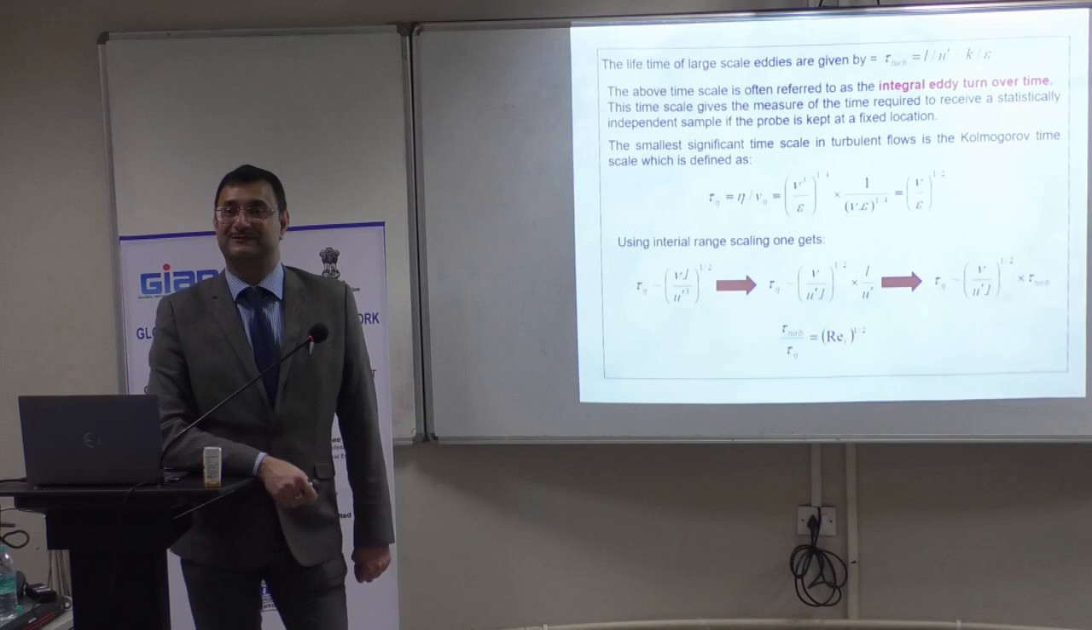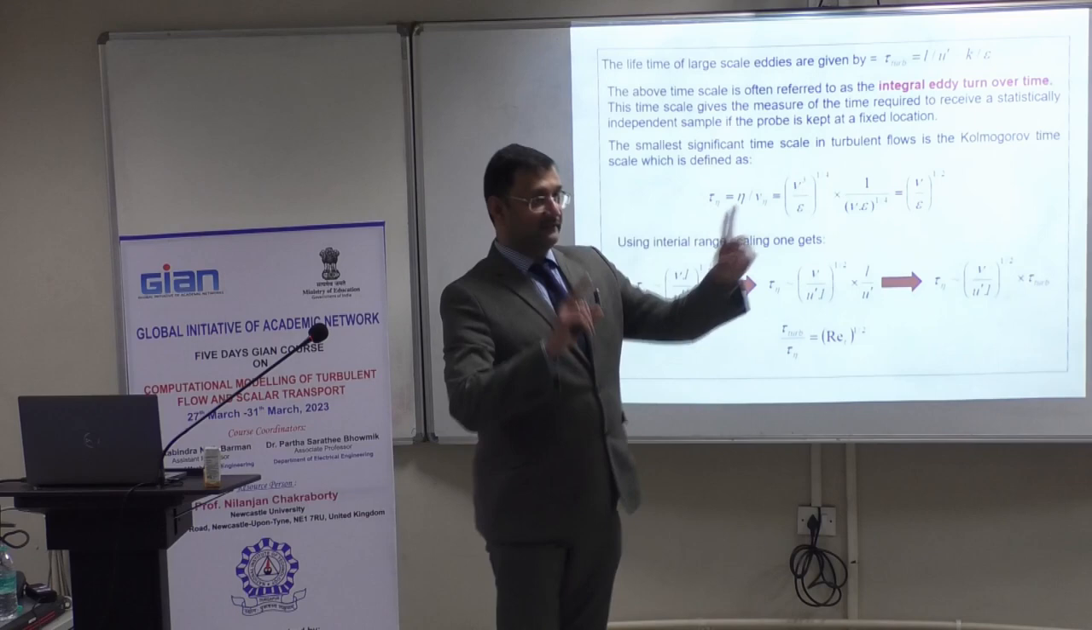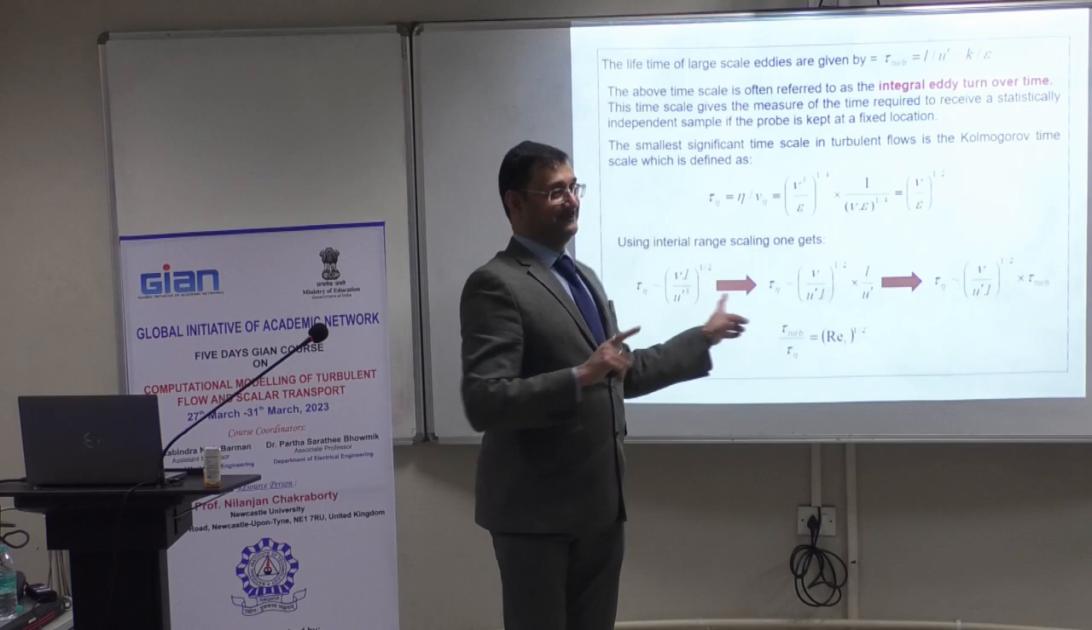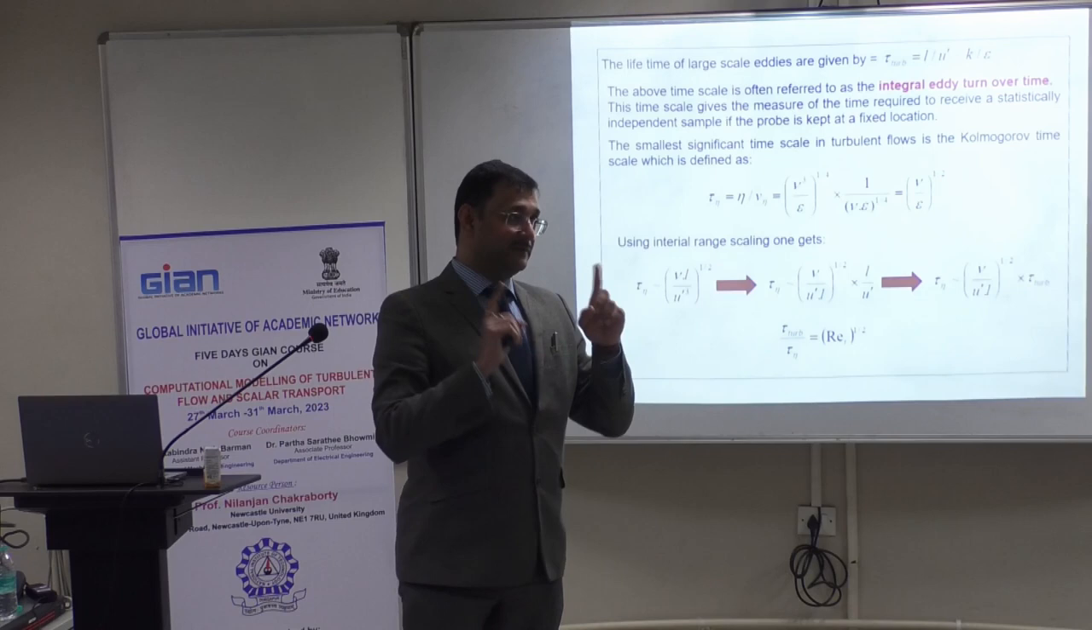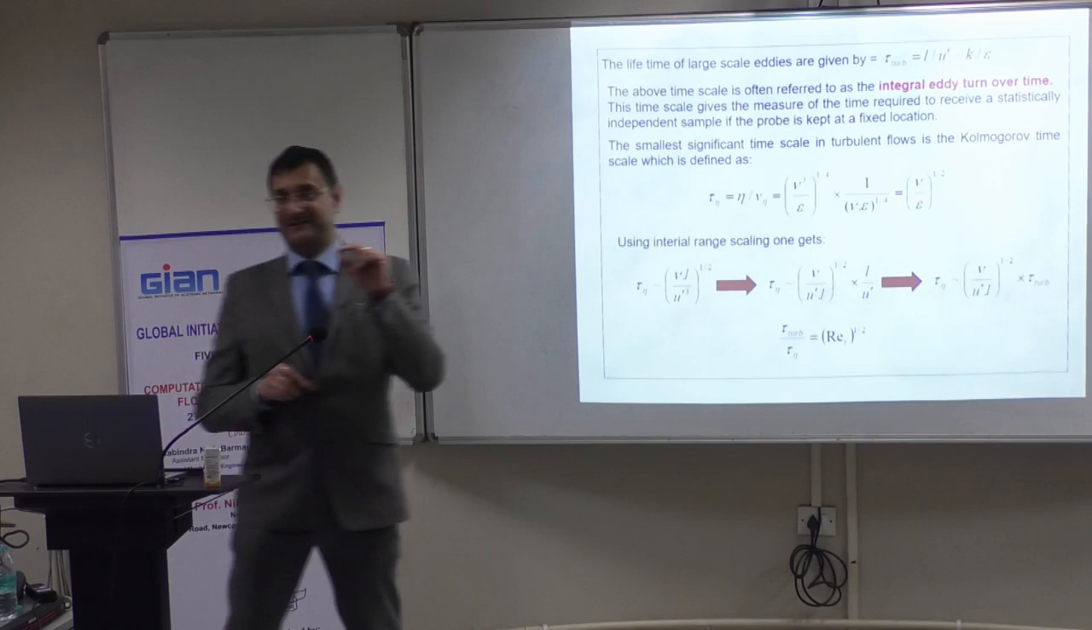So far we have seen that the length scale separation, velocity scale separation and time scale separation are all functions of the turbulent Reynolds number. Not the flow Reynolds number, once again, the turbulent Reynolds number, which depends on the RMS velocity fluctuation and the integral length scale.